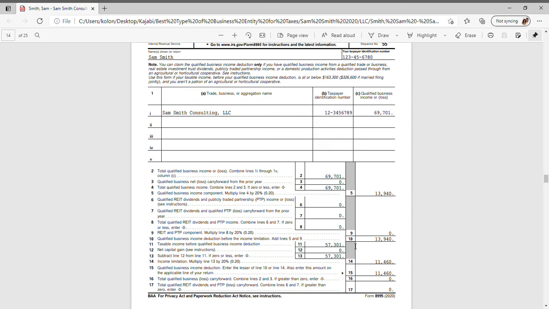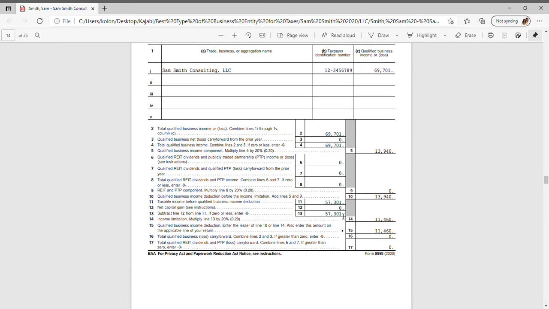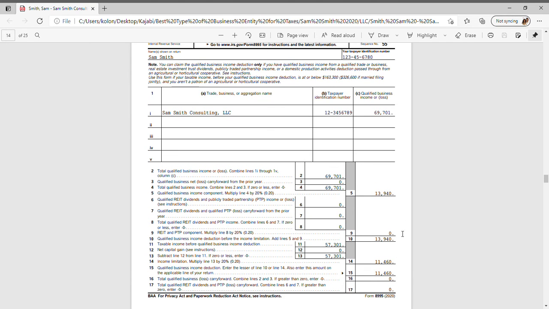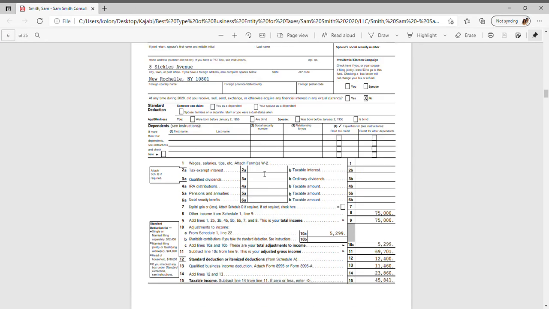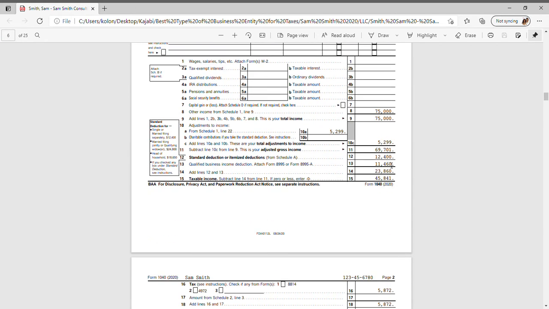And then again, this is just the formula that the IRS has. Then what we do is we take that $57,301, multiply that by 20%, and that's how we get the standard deduction. I'm sorry, not the standard deduction, but the qualified business income deduction of this $11,460. That's the calculation, how that's determined. And again, getting back to the main return, it's going to show up right here.